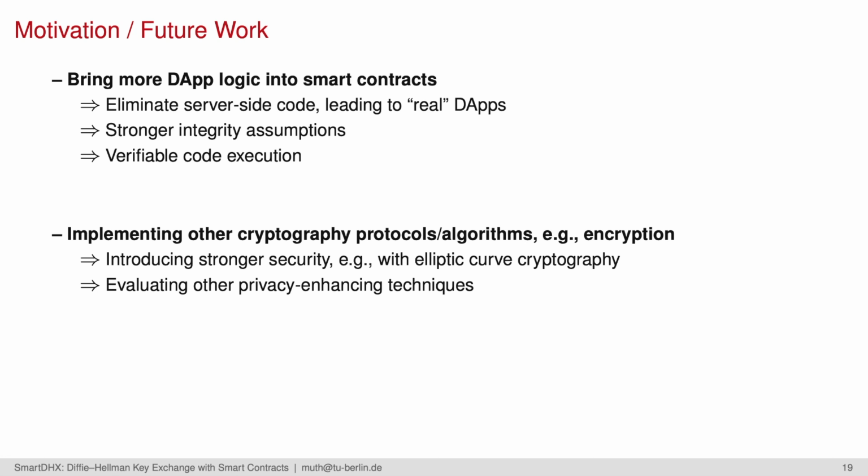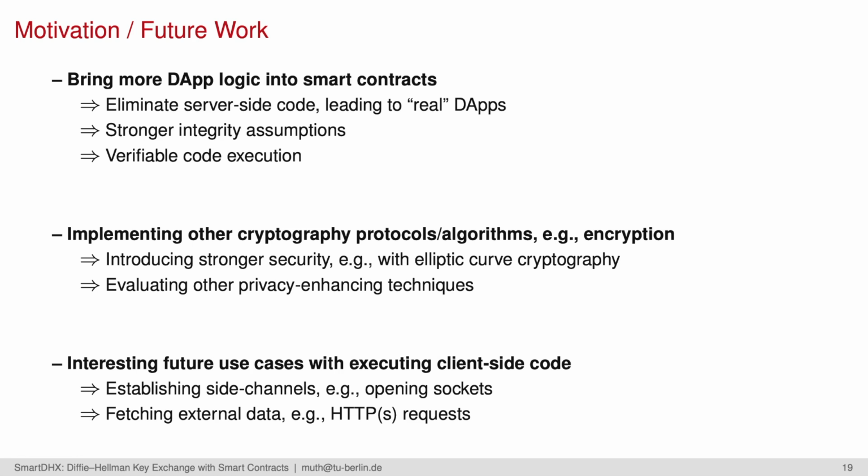We are also evaluating additional security improvements, like adding elliptic curve cryptography. And we evaluate other privacy-enhancing techniques for implementing in smart contracts. Lastly, one new use case with our technique could be opening sockets on the clients for off-chain side channels. And since smart contracts are sandboxed, we could fetch data with Node.js HTTP requests and use that within smart contracts.